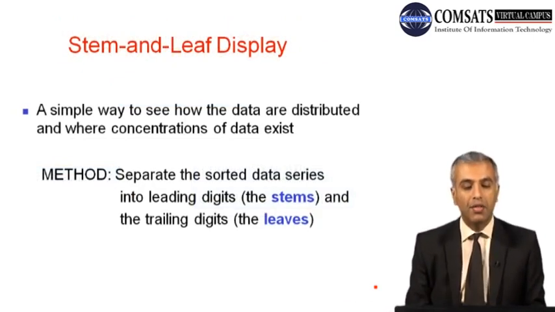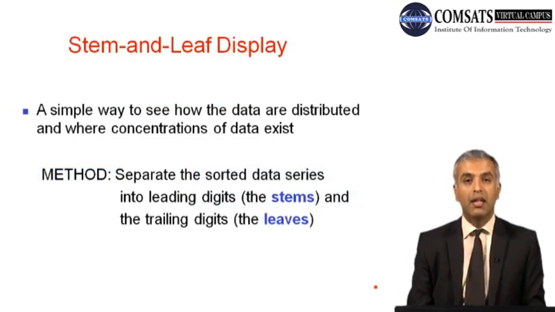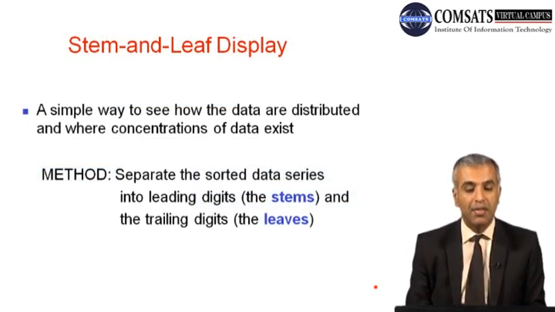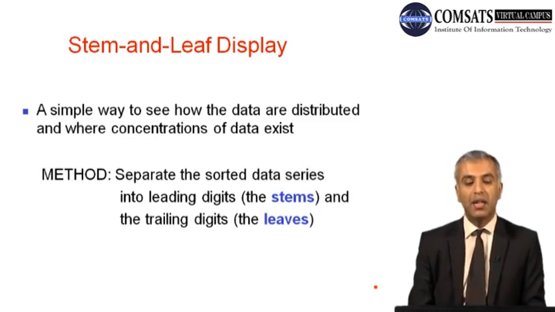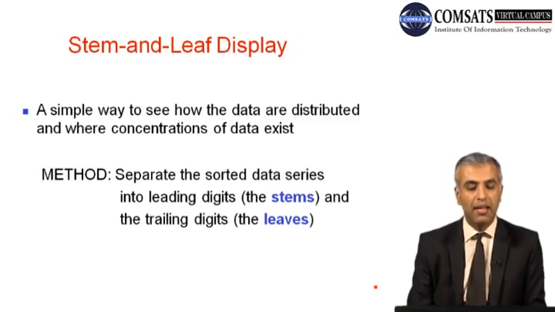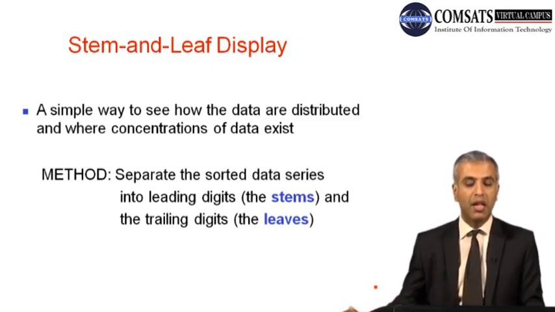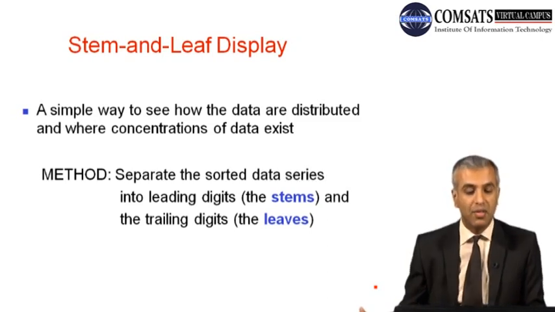So here the stem and leaf display, under the previous type which we have discussed, is portrayed. You can say this is one of the simple methods of displaying the data, and there are 2 main ingredients in this case. One is the stem and the other is the leaf. We will see it by example.